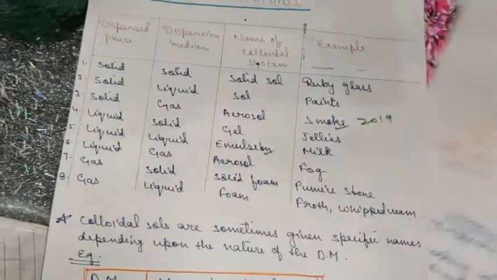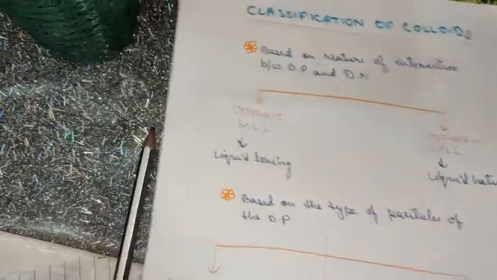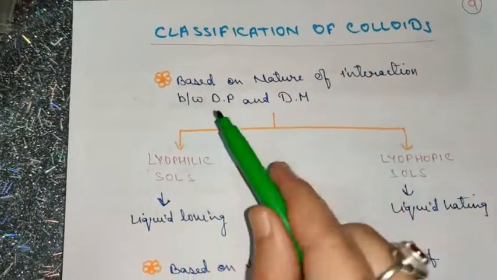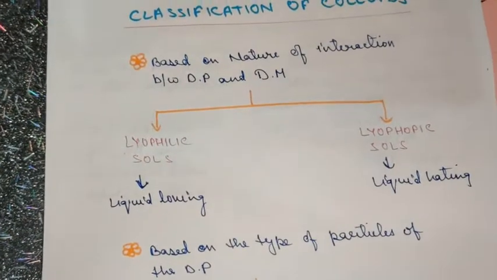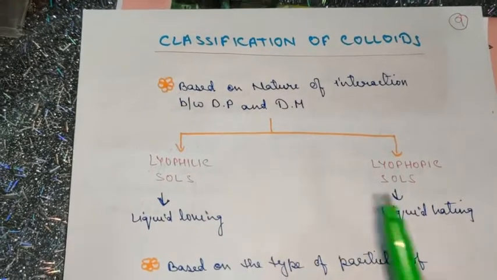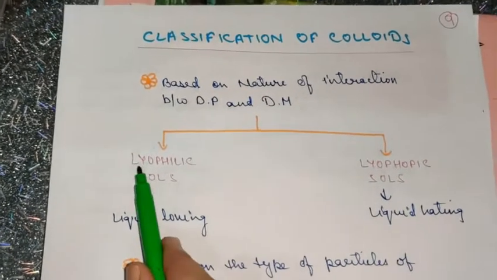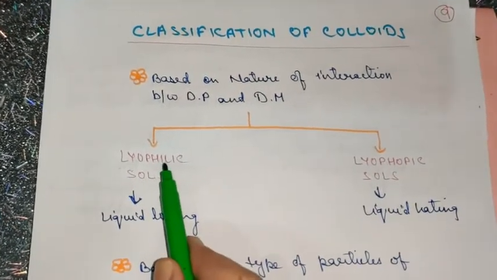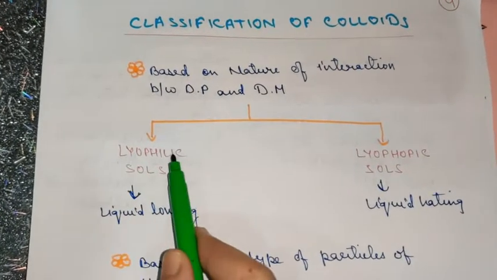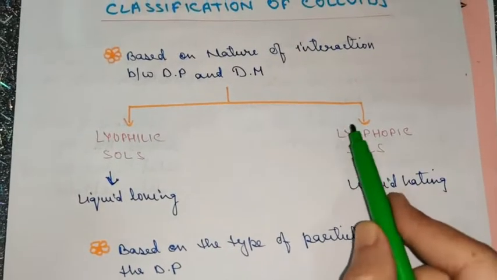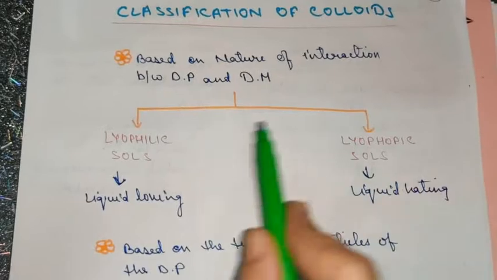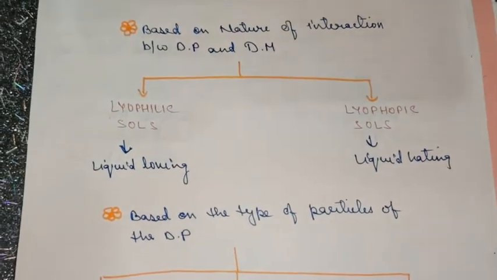Now moving on to the other classifications of colloids. Based on the nature of the interaction between dispersed phase and dispersion medium, colloidal solutions are further categorized as lyophilic salts and lyophobic salts. Lyo means liquid, philic means loving. Like hydrophilic, if I say, that means water loving. Lyo means liquid loving salts, and lyophobic means liquid hating salts. I'll be discussing these two in detail later on in this video.